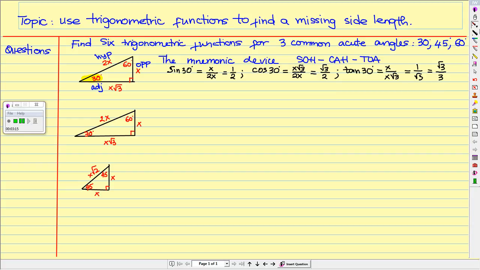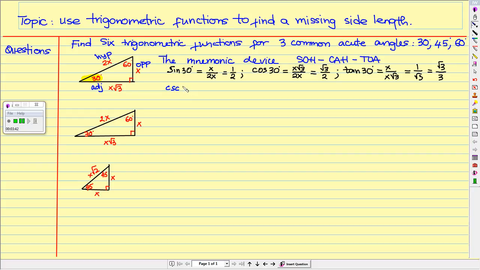Now we are going to find the leftover 3 trigonometric functions. So far we have 3. So the next 3 will be very simple and easy. We only look at the reciprocal functions. So it means the reciprocal of sine will be cosecant.